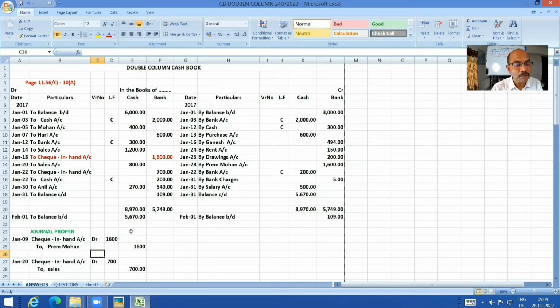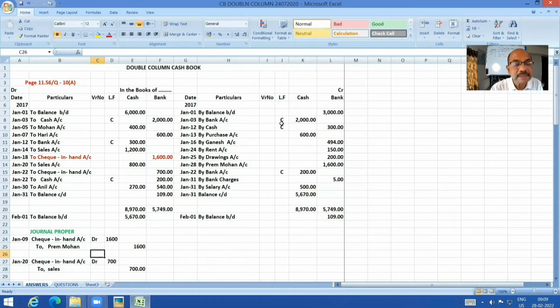So what I have told you, check in hand to the gentleman. What is it? Prem Mohan. Okay, check in hand to Prem Mohan, 1,600. On this date, on Jan 9th, cash book has got nothing to do, only through general proper. Fine. Then, next on 12th, withdrew from bank for office use, 300. Contra entry, cash to bank 300. Okay, bank by cash 300. Okay, that's all, we are very thorough by this time.